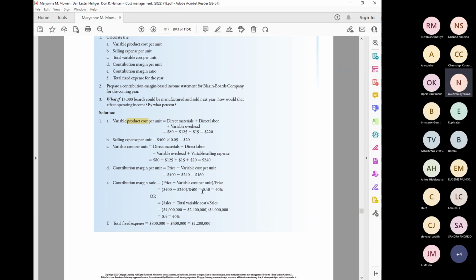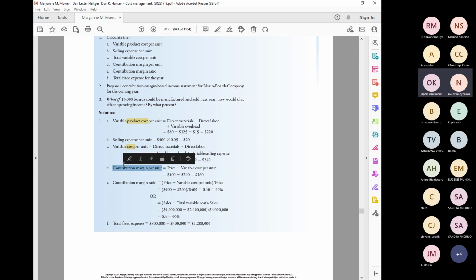Solution for 1C. Variable cost per unit is equal to direct material plus direct labor plus variable overhead plus variable selling expense. This one is a product cost, for production cost. This one is for what? The total what cost. Be very careful.